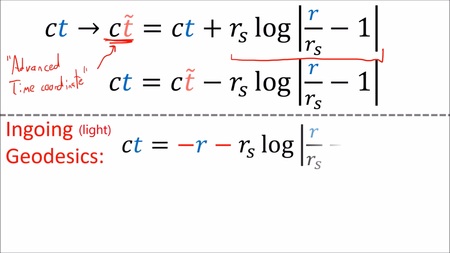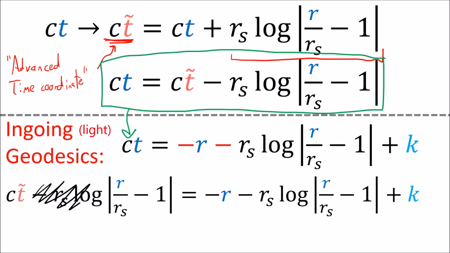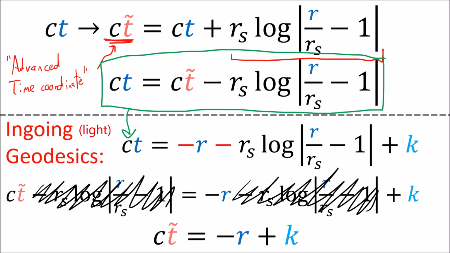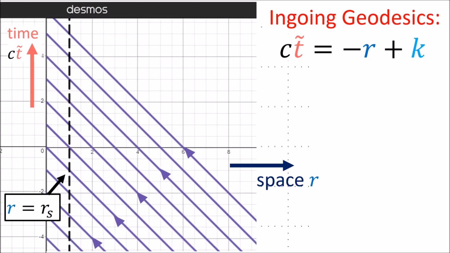If we look at our equation for the paths of ingoing light beams and replace CT using this formula, we find that the log terms cancel. So using this new time coordinate, ingoing light beams have a slope of -1 and are diagonal everywhere, even across the event horizon. So we can see that light beams do indeed pass through the event horizon without any problems.